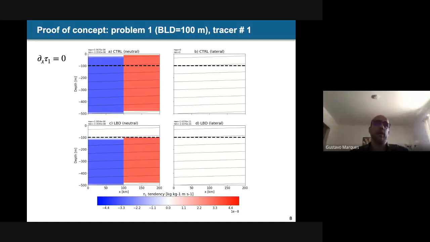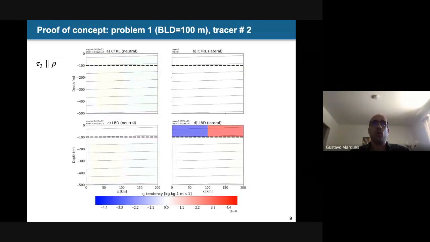And then for the LBG case, the neutral diffusion values are basically very similar to the control case, but it doesn't happen within the boundary layer. And the lateral diffusion within the LBG, in this case, is basically round off, right? Because there's no horizontal gradient.